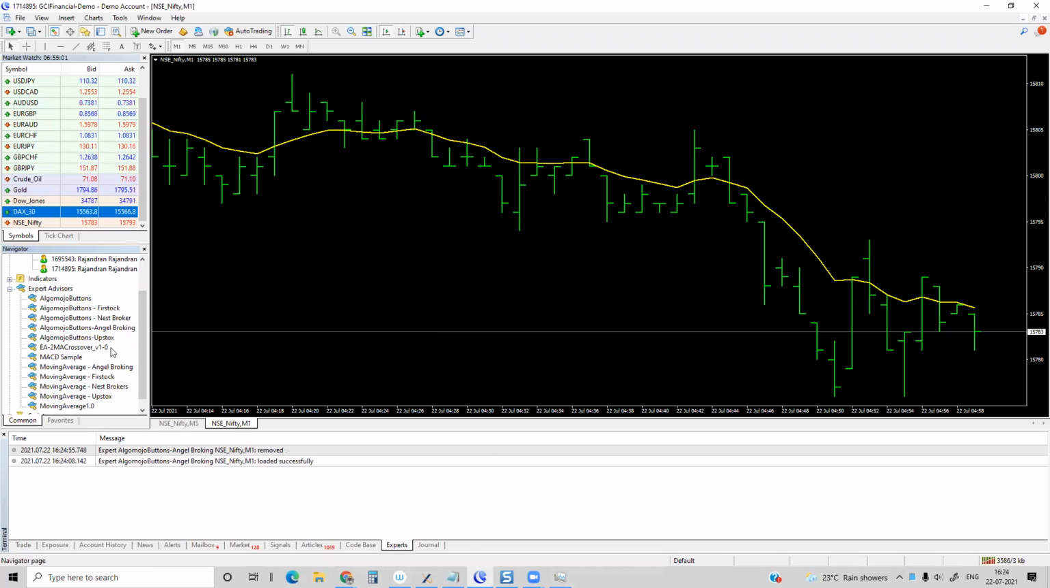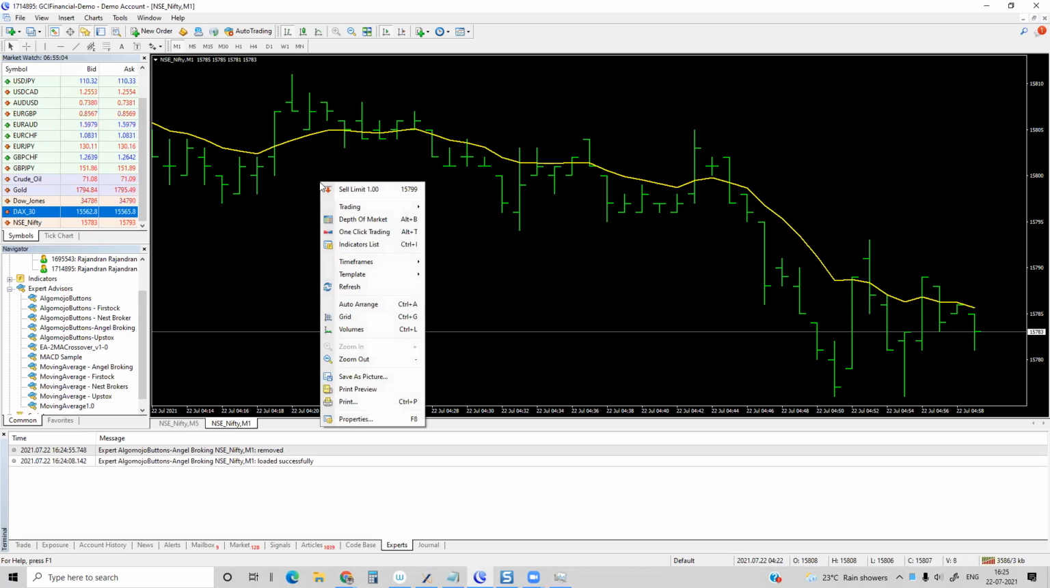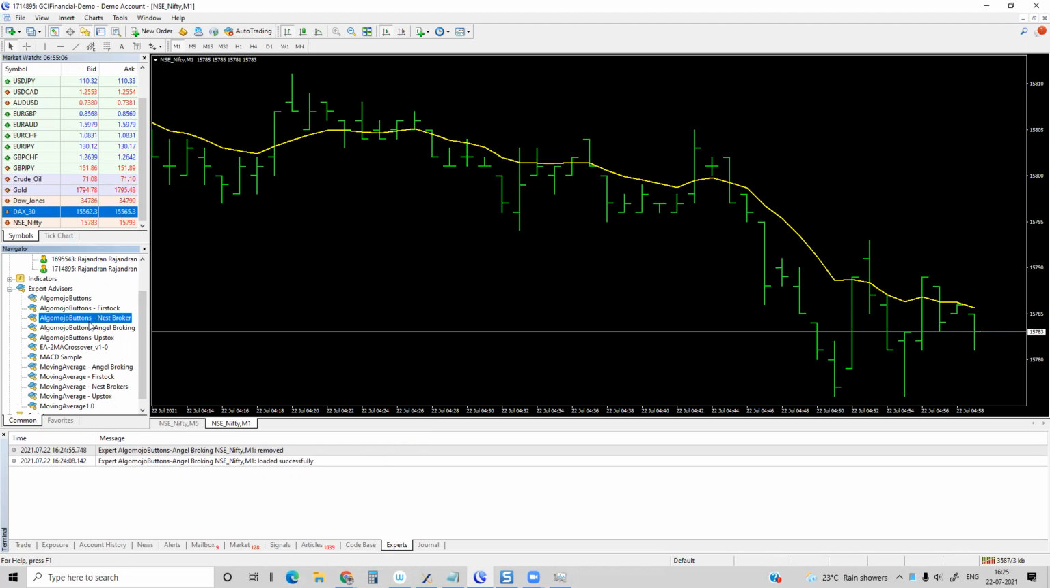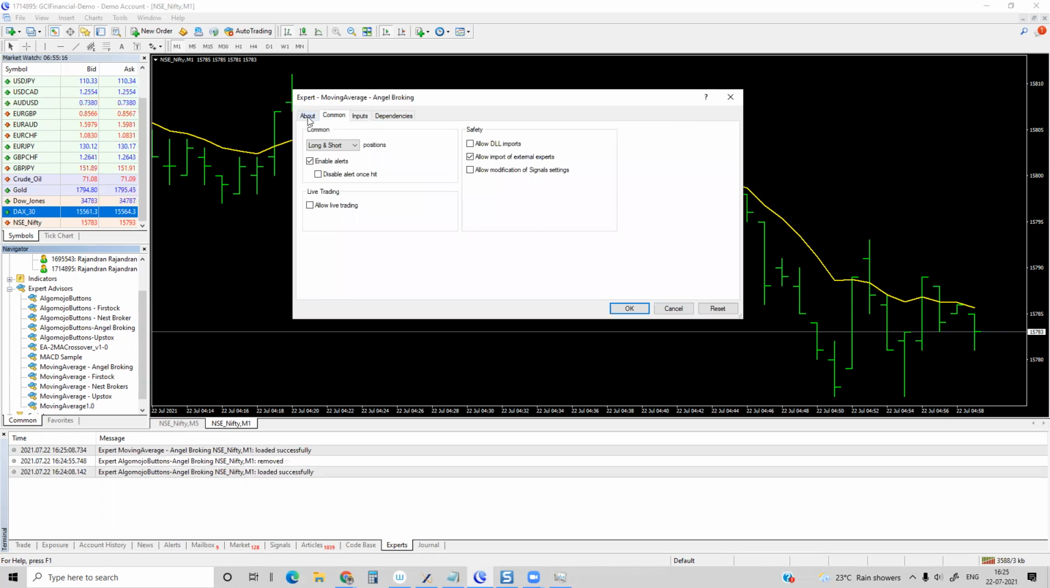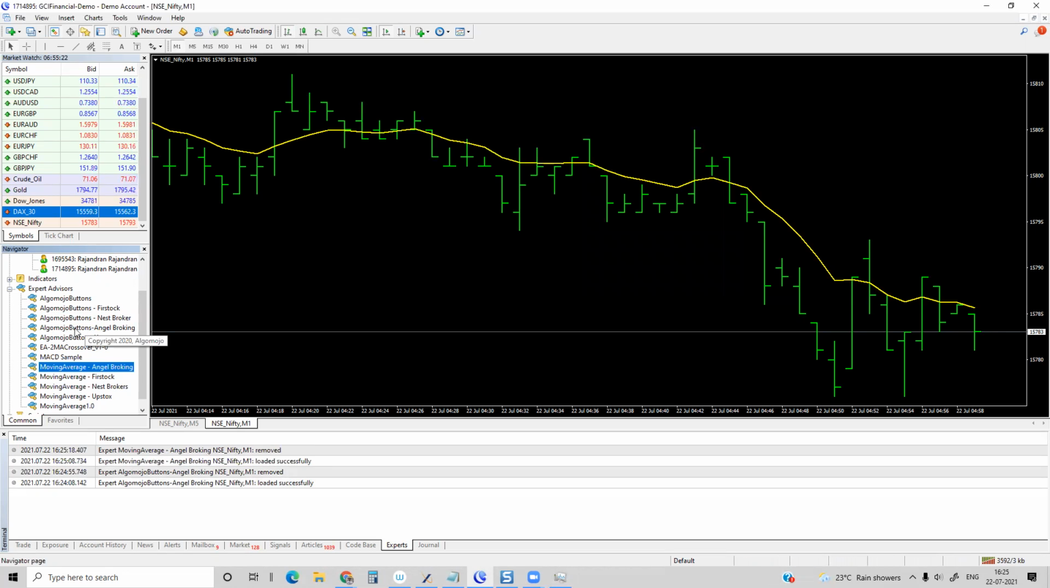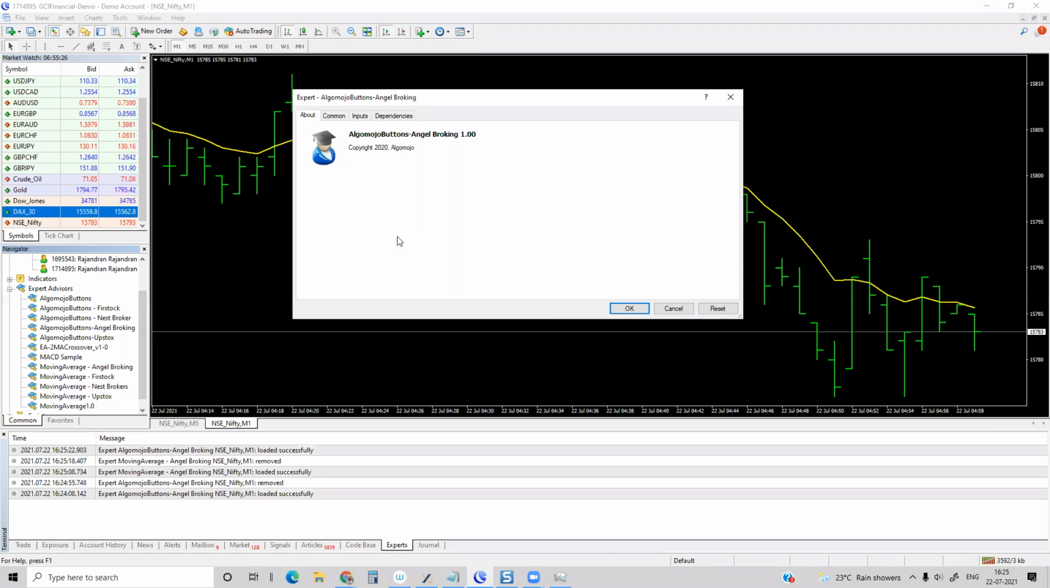So I'll do one thing. I'll drag and drop Angel Broking. The moment I drag and drop, automatically it comes with a couple of information here, that particular setup. Maybe I'll do one thing. First of all, I'll show you with the Algomojo buttons. So I'll drag and drop this particular code.